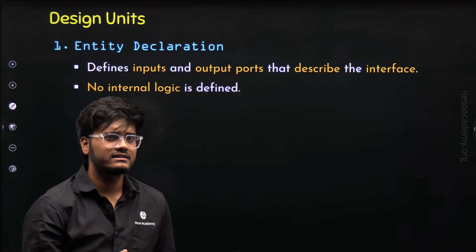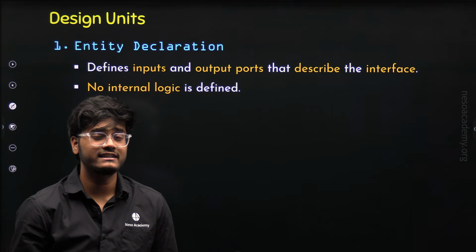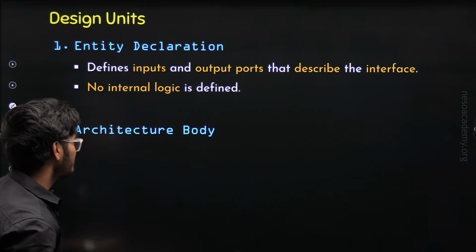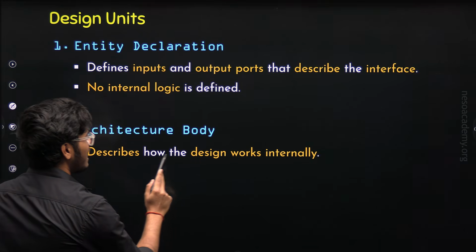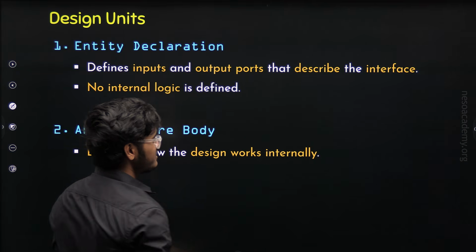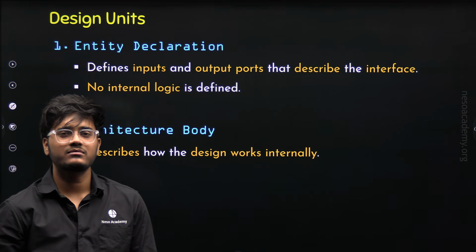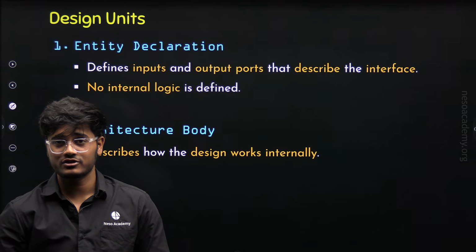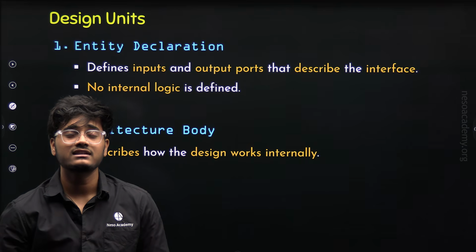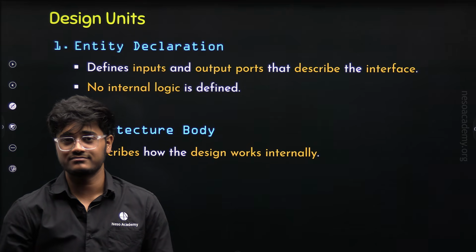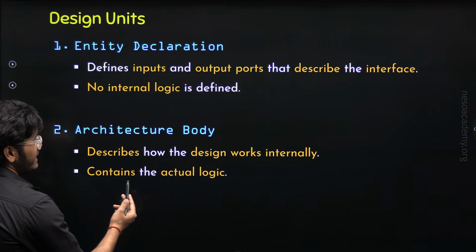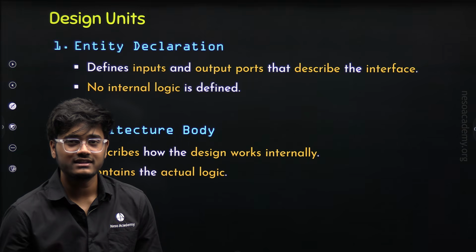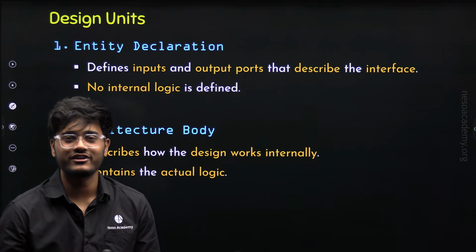So, where do we write these internal logics or the internal circuit? Inside the architecture. So, architecture describes how the design works internally. If entity is a black box, then architecture tells what's inside that black box. Means architecture tells the internal structure of a system. Architecture contains the actual logic. Means architecture contains the real circuit or real logic definition.